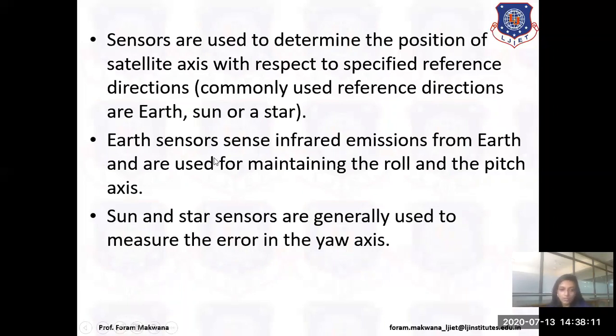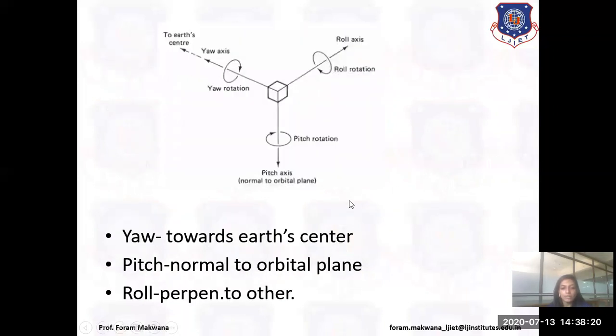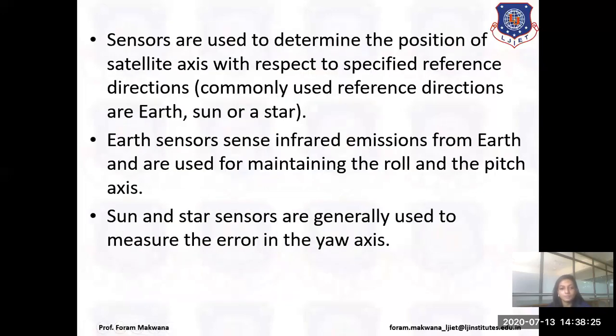Okay, so Earth sensors sense infrared emissions from the Earth and are used for maintaining the roll and the pitch. So if we are going to maintain this roll and pitch, then Earth sensors are used because they sense the infrared emissions from the Earth. And if we want to maintain the yaw axis, then we are going to take the reference of Sun and star. So for yaw axis measurement and control, we use Sun and star, and for roll and pitch, we use the Earth sensor.